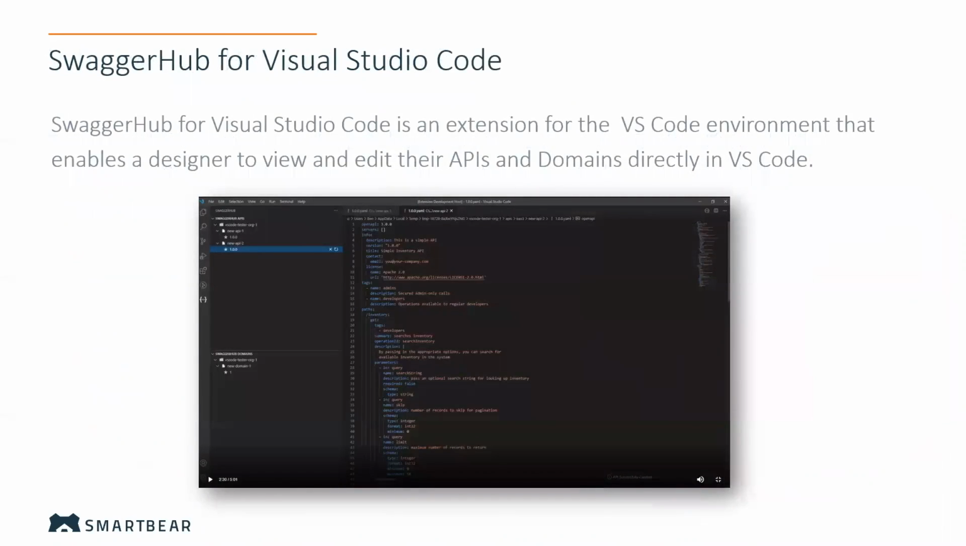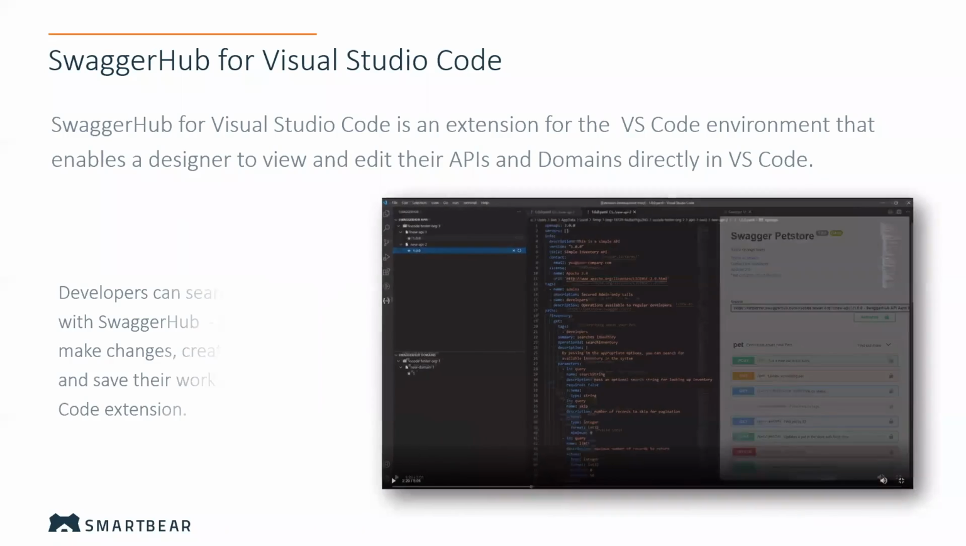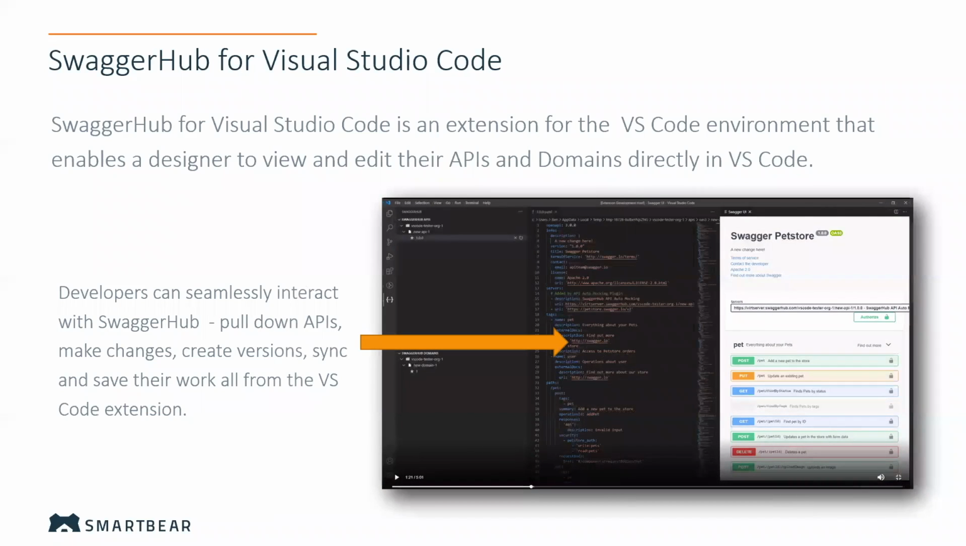So what this actually is, is a SwaggerHub for Visual Studio Code extension. It enables an API designer to view and edit their APIs directly in VS Code and have those synced up directly with SwaggerHub. So you can navigate your organizations, open APIs directly from SwaggerHub, edit them, preview them, and then publish them back up to SwaggerHub, all without leaving VS Code at all.